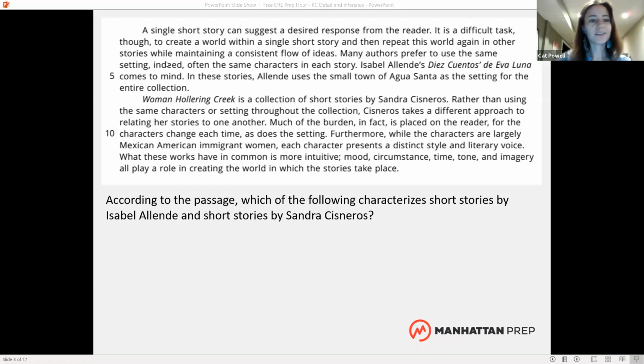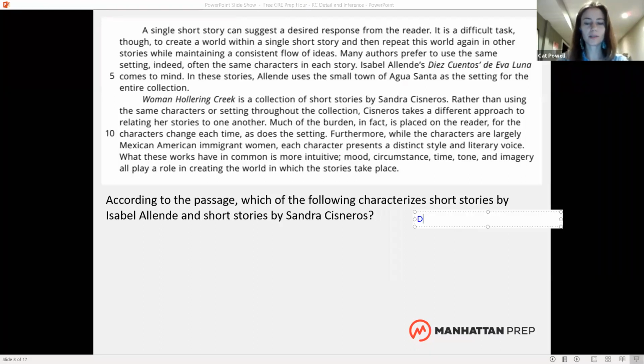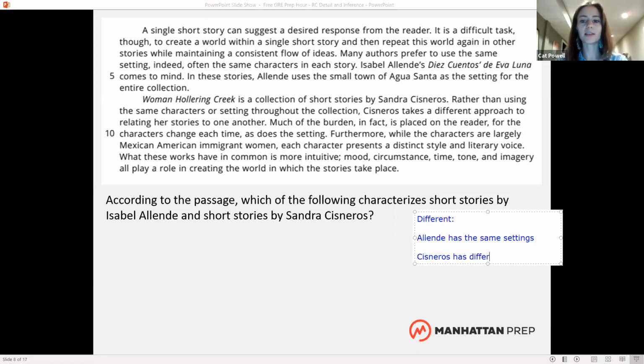Yeah, this one's a little trickier, and I think that's why we're seeing a little bit more variation. Yeah, cool. So maybe let's make a list of some differences. What do we know that's different? I know Allende has the same settings, but Cisneros has different settings. So that's something that's different between them. We have those different settings.